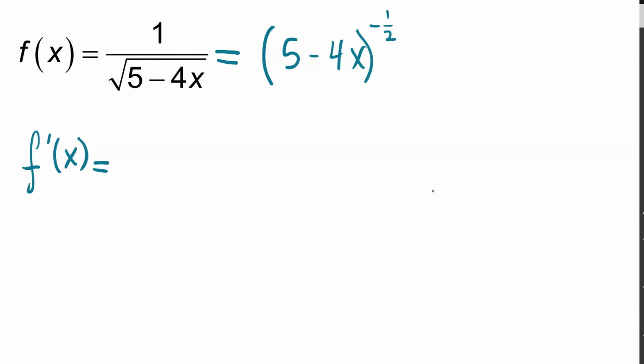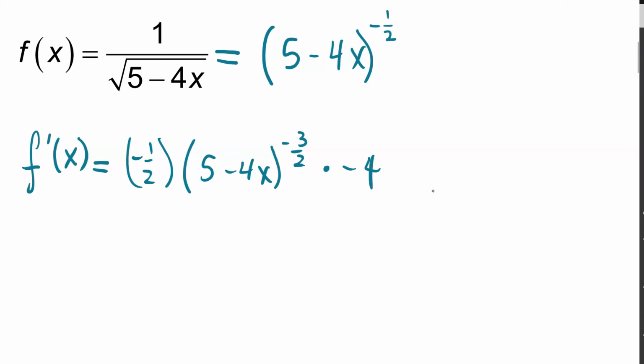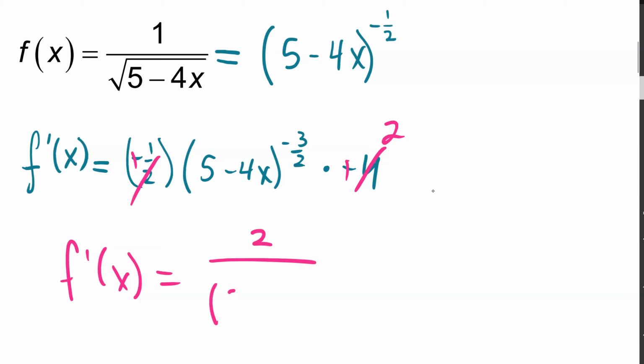Okay, let's go. Chain rule. So bring down the negative 1/2. And then 5 minus 4x to the negative 3/2, multiplied by the derivative, which is negative 4. That's good. So the minus sign cancels out. 1/2 of 4 is 2. So my derivative is going to be 2 over 5 minus 4x to the 3/2.